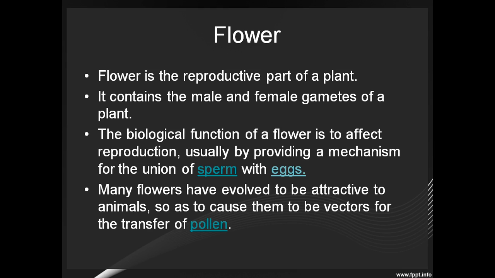Gametes are the cells containing half number of chromosomes. The biological function of a flower is to affect reproduction, usually by providing a mechanism for the union of sperms with eggs. Many flowers have evolved to be attractive to animals so as to cause them to be vectors for the transfer of pollens. Vectors are those substances, things which carry one substance to another.